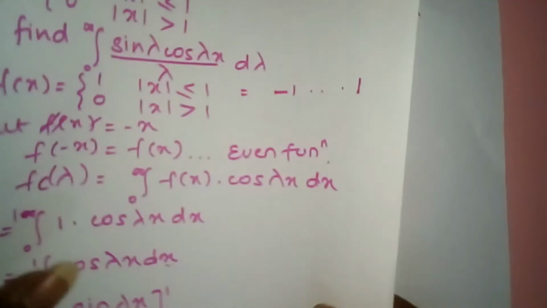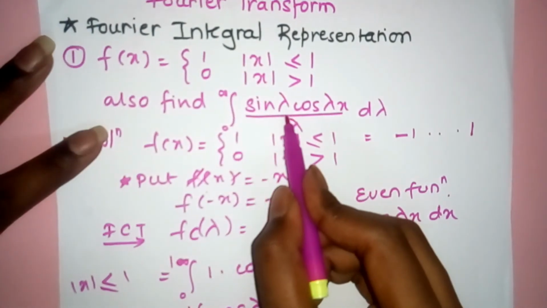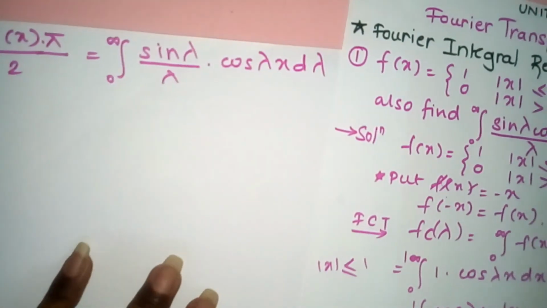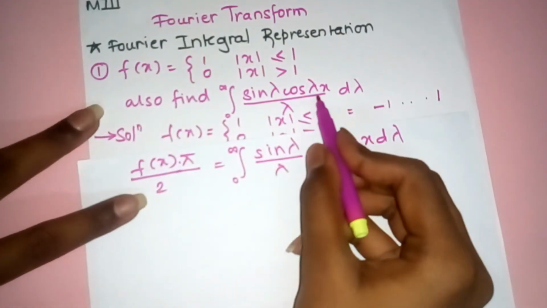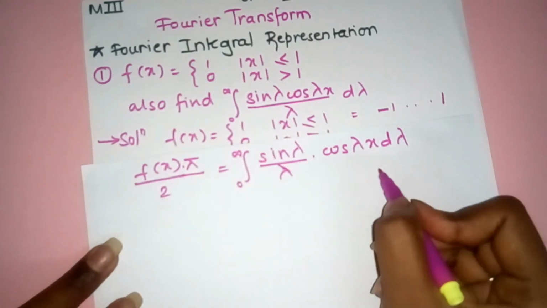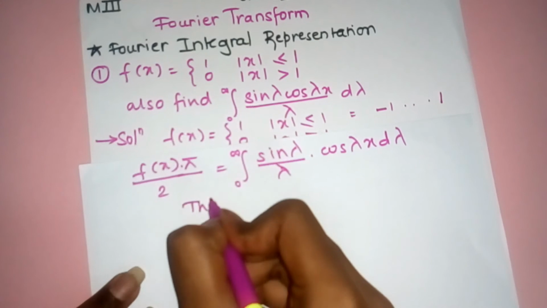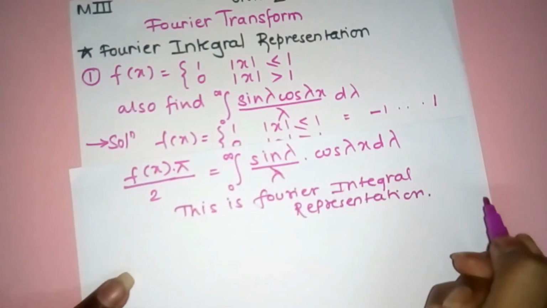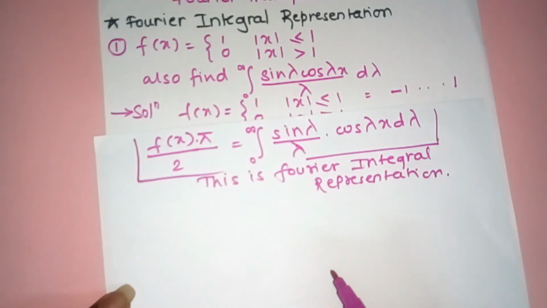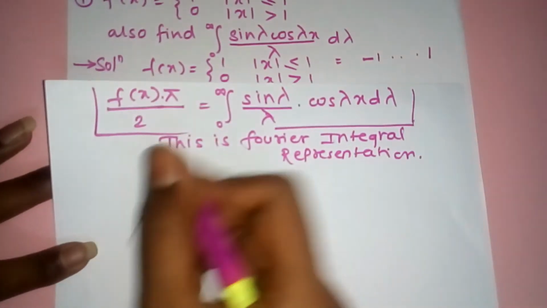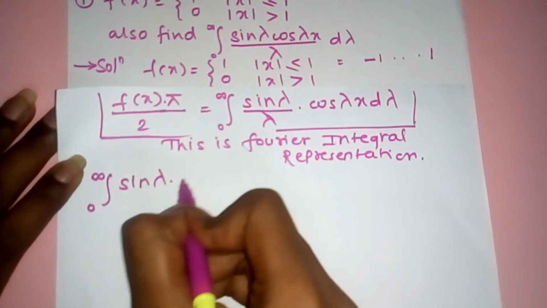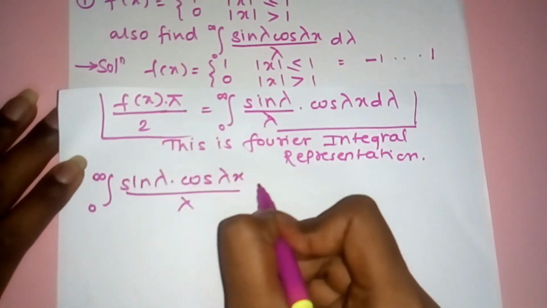Now if you see the question, over here it is written, also find sin lambda cos lambda x upon lambda d lambda. So over here if you see, this is matching. See, this is the question, sin lambda cos lambda x. So over here we have the same thing. So now we have got this statement. This is called Fourier integral representation. So this is what the answer is. So now last thing what you have to do is just to represent it properly. Now this entire part we will write it over here, integration of 0 to infinity sin lambda into cos lambda x upon lambda into d lambda.